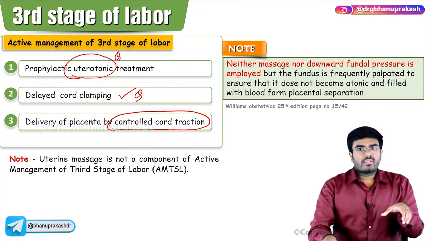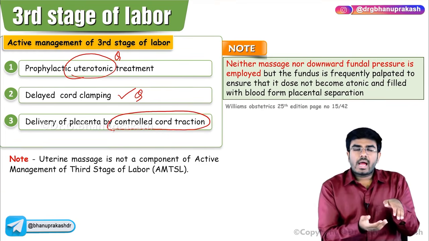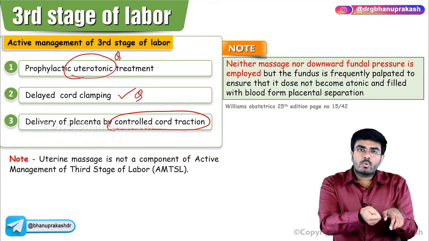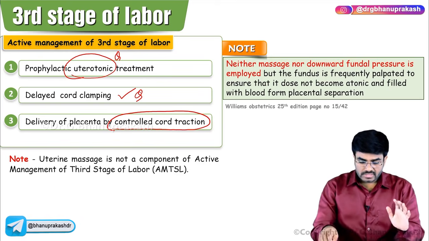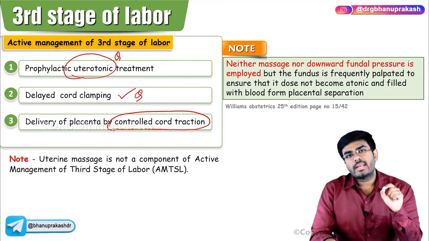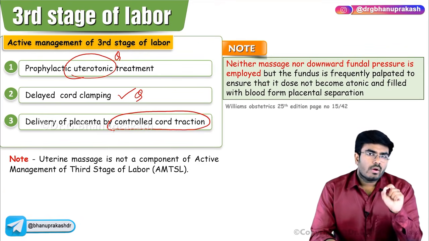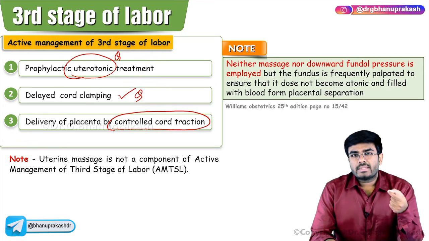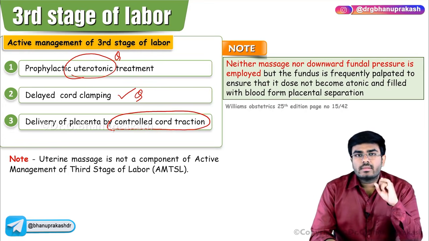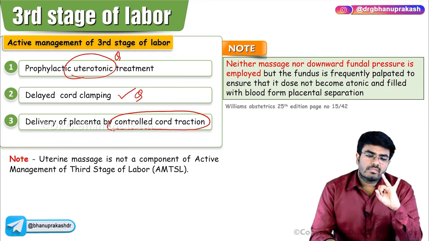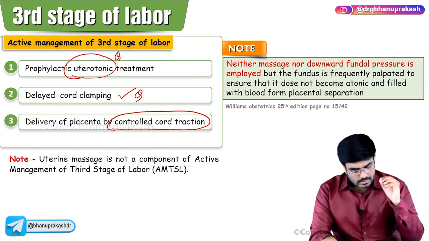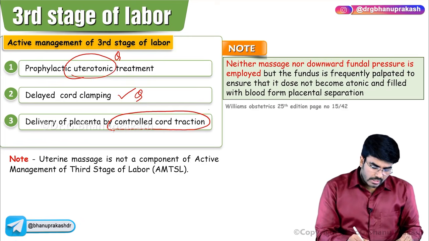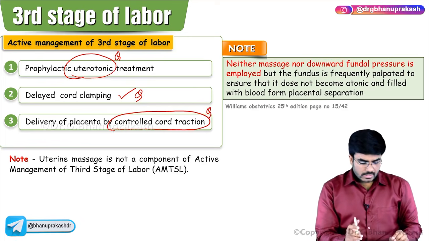Okay, once I confirm myself that the placenta is separated, I am going to take out the placenta by controlled cord traction. So these are the components of active management of third stage of labor. Again, let me repeat. What are the components? Uterotonic drug, second one is delayed cord clamping, and third component is delivery of placenta by controlled cord traction. These are the three components.